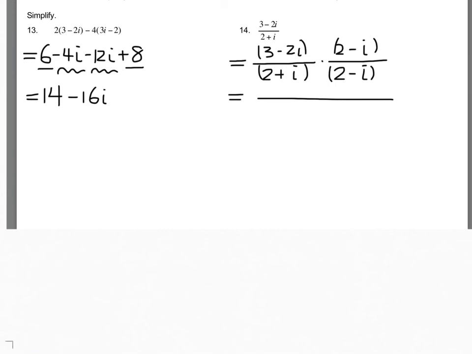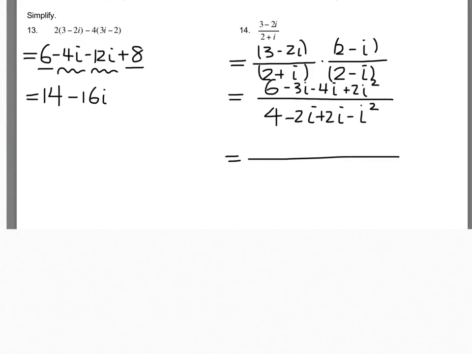So what do I have at the bottom at this point? 2 times 2, that's 4. 2 times negative i, that's negative 2i. i times 2, that's positive 2i. i times negative i, that's negative i squared. How about my numerator? 3 times 2, which is 6. 3 times negative i, that's negative 3i. Negative 2i times 2, that's negative 4i. Negative 2i times negative i, so we have positive 2i squared. So i squared equals negative 1. Don't forget, i squared equals negative 1.